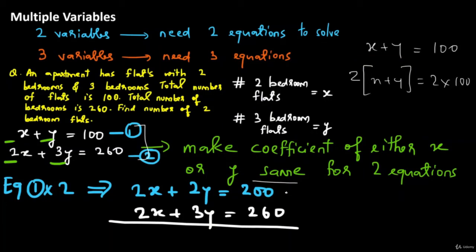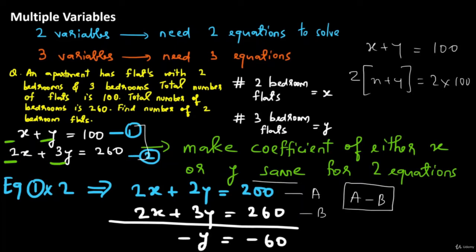Now let me subtract this minus this. So if this is equation A, this is equation B, what I am doing is A minus B. Alright, so over here that's 2x minus 2x which is equal to 0, and over here that's 2y minus 3y which is equal to minus y, and over here I have 200 minus 260 which is equal to minus 60. So I get minus y is equal to minus 60. Alright, so if minus y is equal to minus 60, y is equal to 60.